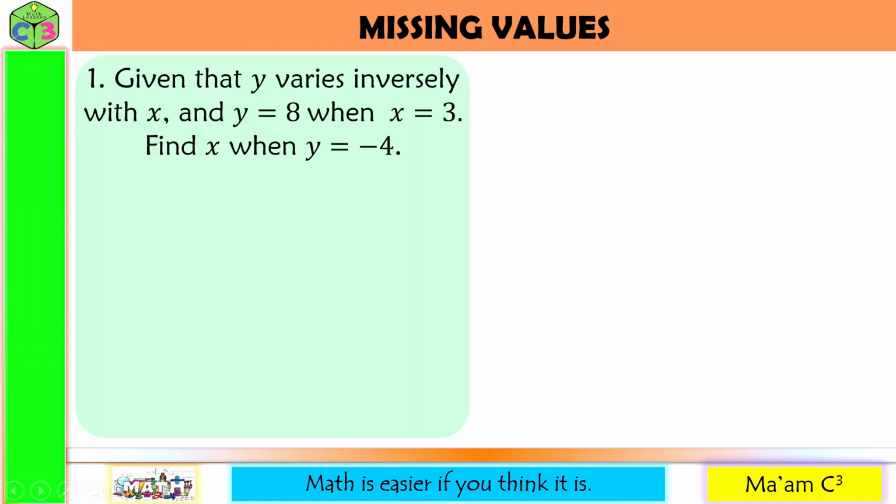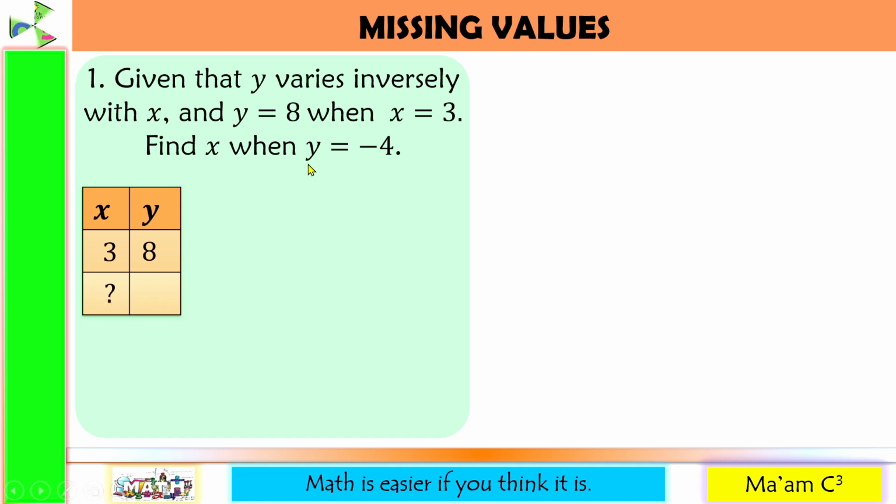Let's have another activity. Missing values. Given that y varies inversely with x and y is equal to 8 when x is equal to 3. Find x when y equals -4. The easiest way to answer this is to make use of a table. Now let us supply the values here. y is equal to 8 when x is equal to 3. Find x, so this is unknown, when y is -4. Let us recall the formula for k, that is y times x. Let us substitute y and x here, that is 8 times 3, and this will give us 24.